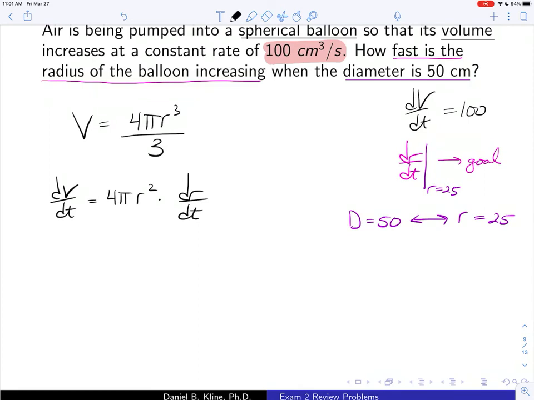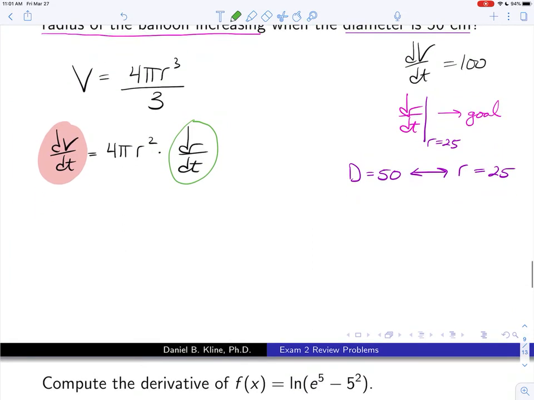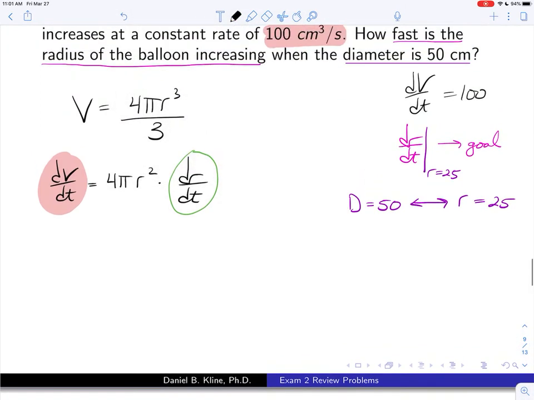Now I'm going to start plugging in. I know that dV/dt is always 100, and this dr/dt is the thing that I want. And so I want dr/dt at the moment when r is 25. So I'm going to plug in 100 for dV/dt, and I'm going to get 4 pi times 25 squared times dr/dt, and I want to specify that no longer is this just a generic dr/dt. This is dr/dt at the moment when r is 25, which is the thing we're after.